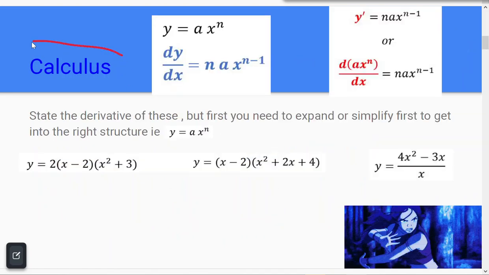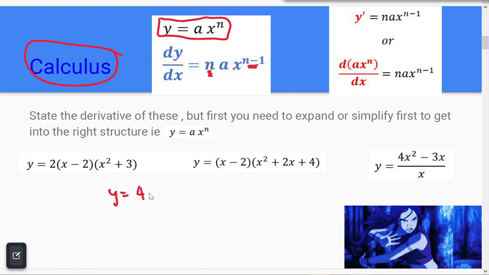Session 1 concentrates on calculus and in particular the rule y equals a x to the power of n. Remembering that you bring the n down and multiply, then you minus 1 on the n. What might that look like?